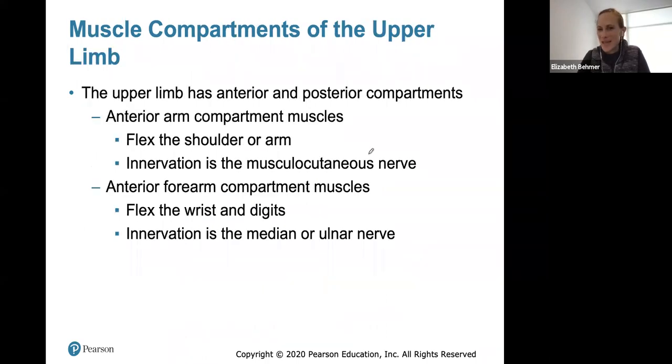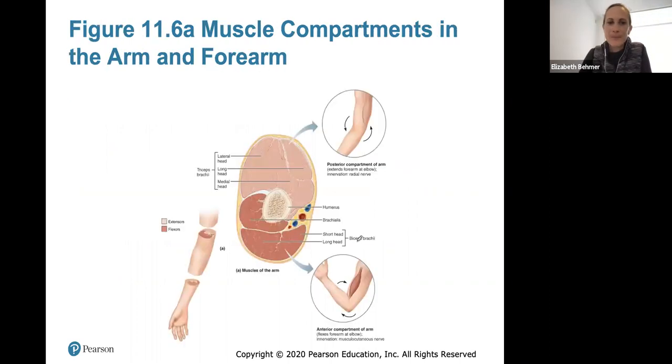The upper limb has anterior and posterior compartments. The anterior arm compartments will flex the shoulder or arm, and they are innervated by the musculocutaneous nerve. And the anterior compartments of your forearm muscles will flex the wrist and the digits. So as you're kind of pushing your fingers like this, that's flexion. So that's your anterior forearm muscles, and they are innervated by the median or ulnar nerve.